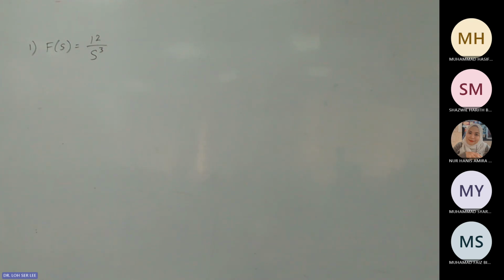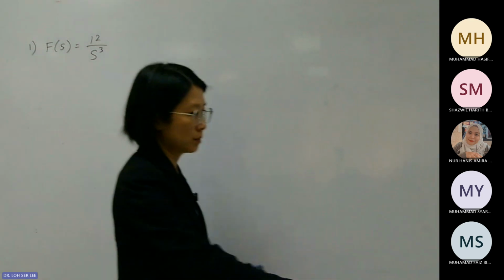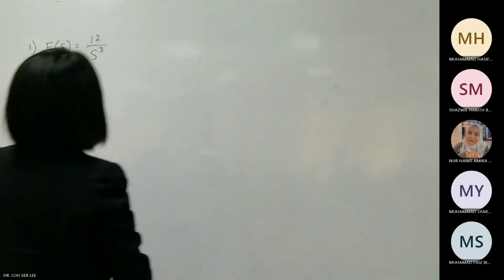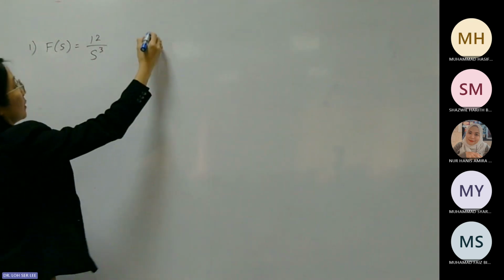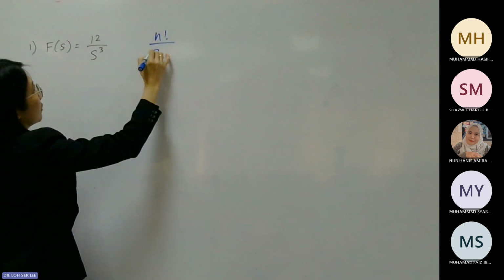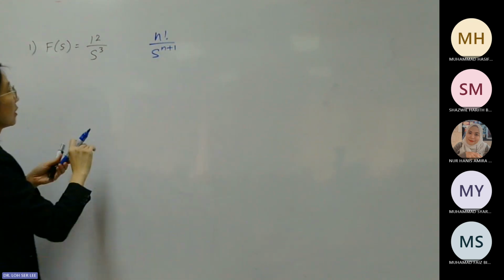Why? Because s power of 3. The first one is s power of 1. The second one is also s power of 1. Only the third one allows you to have powers of 2 and above. So we have to use this formula: n factorial over s to the n plus 1.